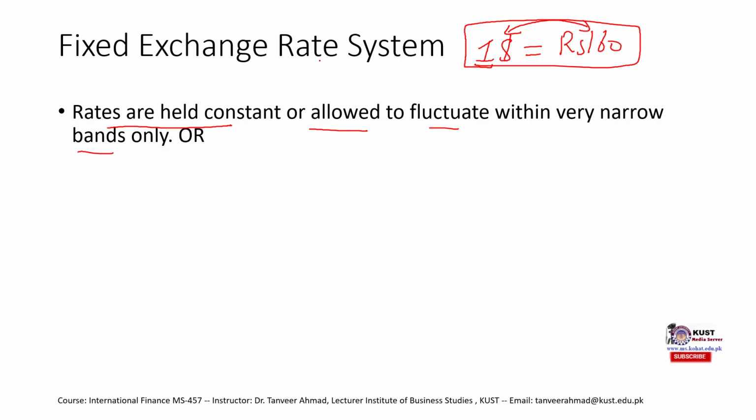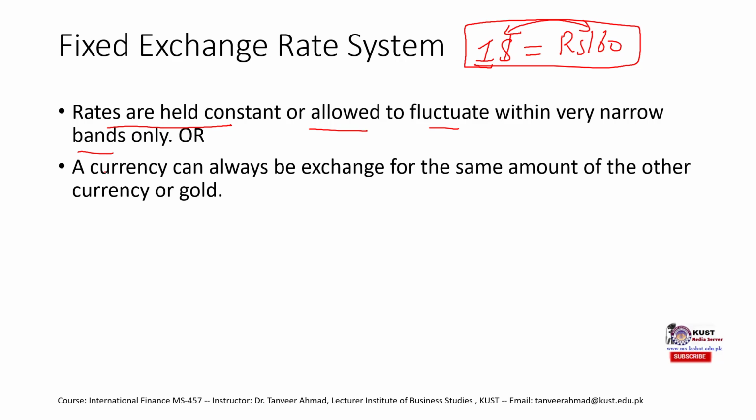So in a fixed exchange rate system, the rate at which a home currency can be converted into foreign currency is held fixed. Another definition of fixed exchange rate system is that a currency can always be exchanged for the same amount of the other currency or gold. This term, gold, is new as compared to the previous definition.